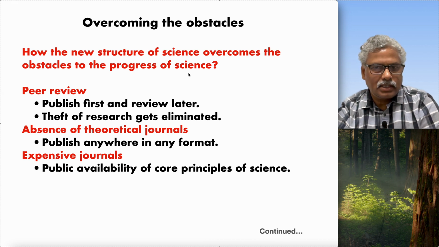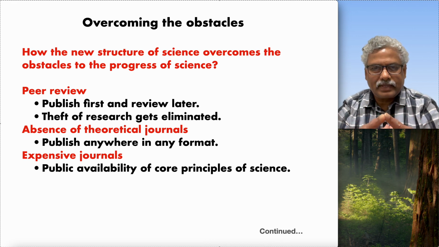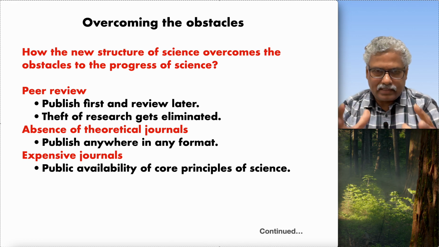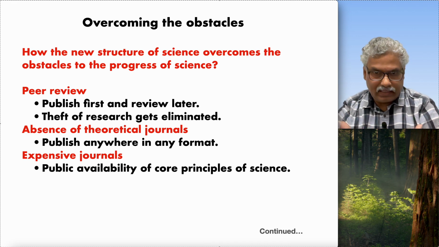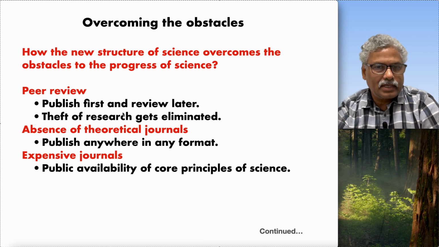Peer review: how can we get over peer review? We publish first and then review later, so a lot of review could happen later as well. Publish anywhere, let that make whatever point it makes, add that to the library, and let others disprove it. That's how it has to happen. And the theft of research gets eliminated.